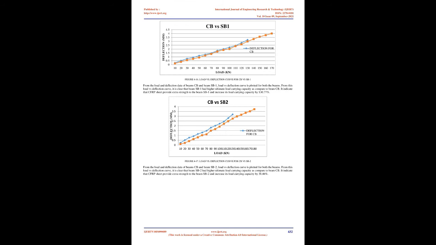Beam CB failed in flexure and shear. Beam SB1 failed due to fracture of CFRP sheet and then flexural failure of the beam took place. Beam SB2 failed due to debonding of the CFRP sheet and then shear failure and then flexural failure of the beam took place. Beam SB3 failed due to fracture of CFRP at the center followed by debonding and finally flexural failure of the beam. Beam SB4 failed in the debonding of CFRP sheet and then flexural failure took place.